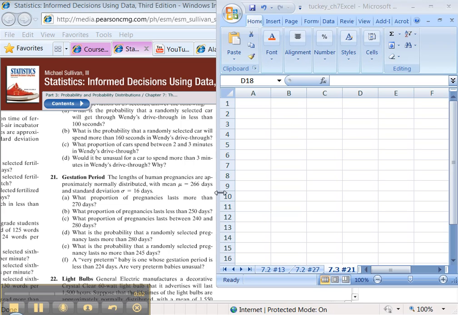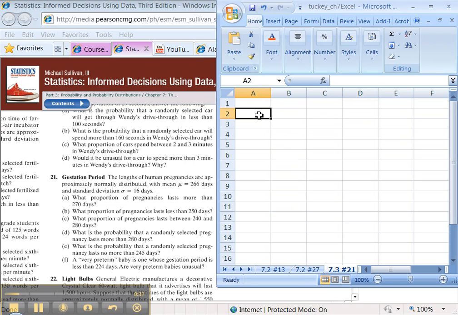So we're now continuing on with Chapter 7, the Excel tutorial. We're going to work on 7.3 number 21, which I have right here. Now we're still working with the normal distribution, but not the standard normal distribution anymore. The standard normal distribution has a mean of 0 and a standard deviation of 1 because you're always working with z-scores. Here we have a mean of 266 and a standard deviation of 16. The first thing it wants to know is what proportion of pregnancies last more than 270 days.